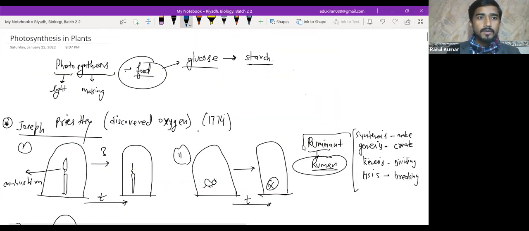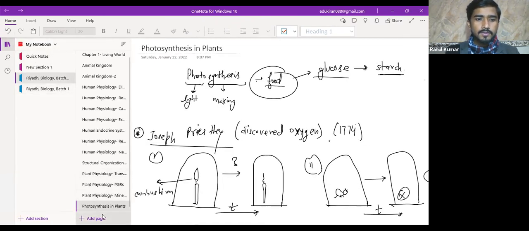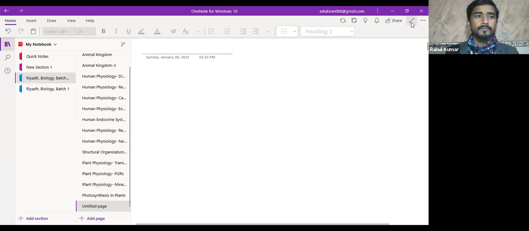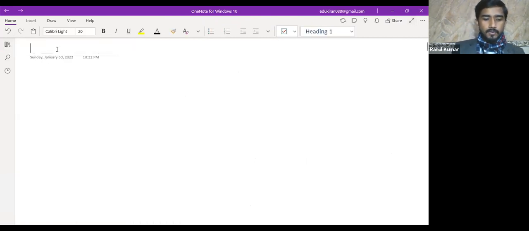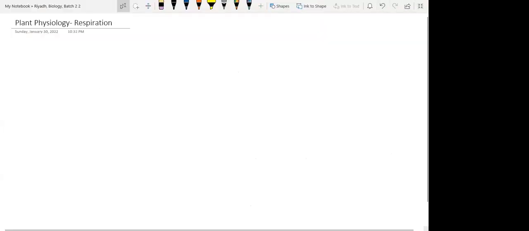we will now begin. What plants synthesized during photosynthesis was finally starch or glucose, correct? Now this starch or glucose has to be broken down during respiration. So let me start a new page, physiology, where we'll talk about respiration. Can you see it? It's shared with you, right? Yes, sir.